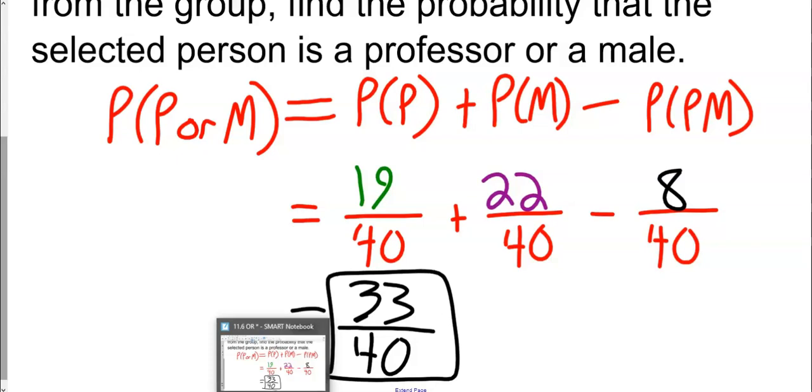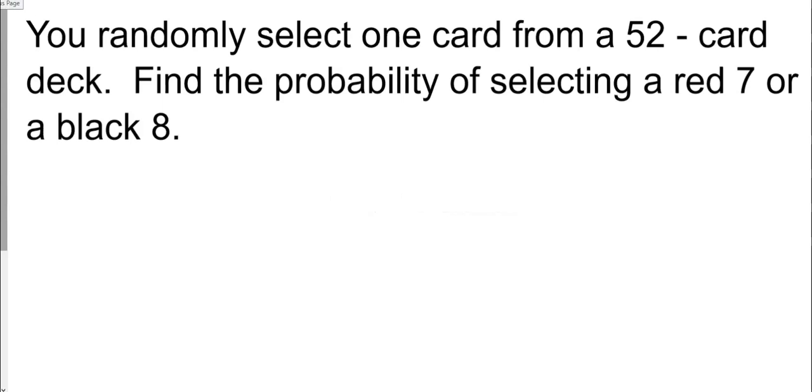Okay, so like I said, I have some problems for you. It's your turn. Okay, I got 4 problems, a lot like what we just dealt with. 2 of them will be mutually exclusive, 2 of them will not. So be careful when you're going through these and think about what you're dealing with. Here we go. Here is problem number 1. You randomly select 1 card from a 52 card deck. Find the probability of selecting a red 7 or a black 8. Try it.